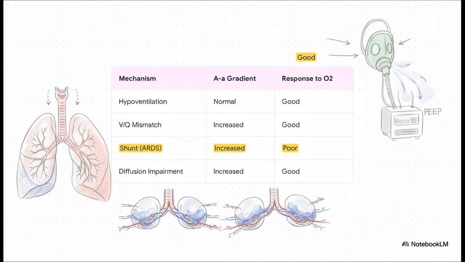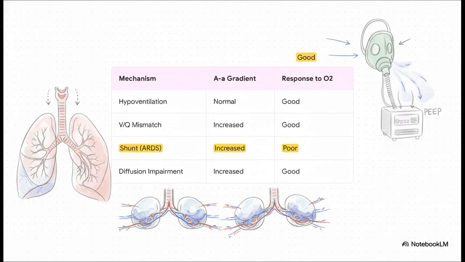As you can see from this table, the defining feature of a shunt is its poor response to supplemental oxygen. You can put the FiO2 up to 100%, but the sats just won't budge. The oxygen simply can't get across that roadblock of fluid and debris. It's like trying to get more cars through a tunnel that's completely blocked. It just doesn't work. This is why we need strategies like PEEP to try and recruit and reopen those collapsed, flooded lung units.